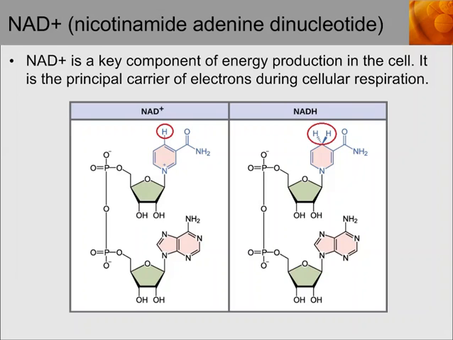The main difference between NAD plus and NADH is the addition of a hydrogen to this carbon right at the top of the nucleotide base that we see there. Initially there's just one hydrogen there, but when we add another hydrogen, we're also going to add an electron as well. So that's where we can store those electrons for use later on.